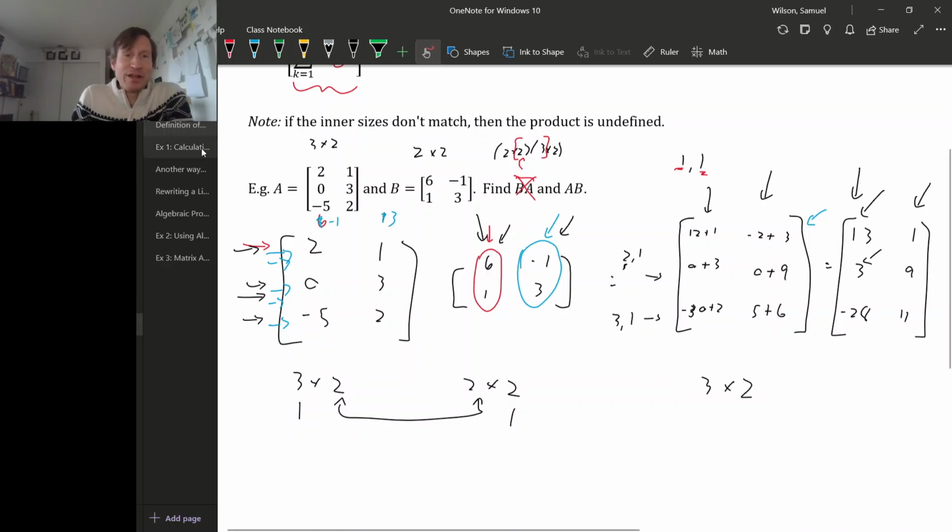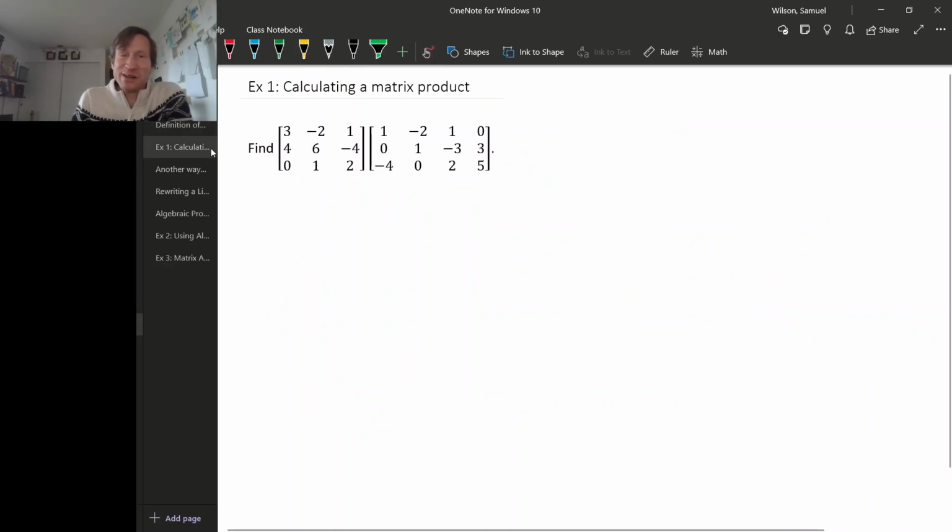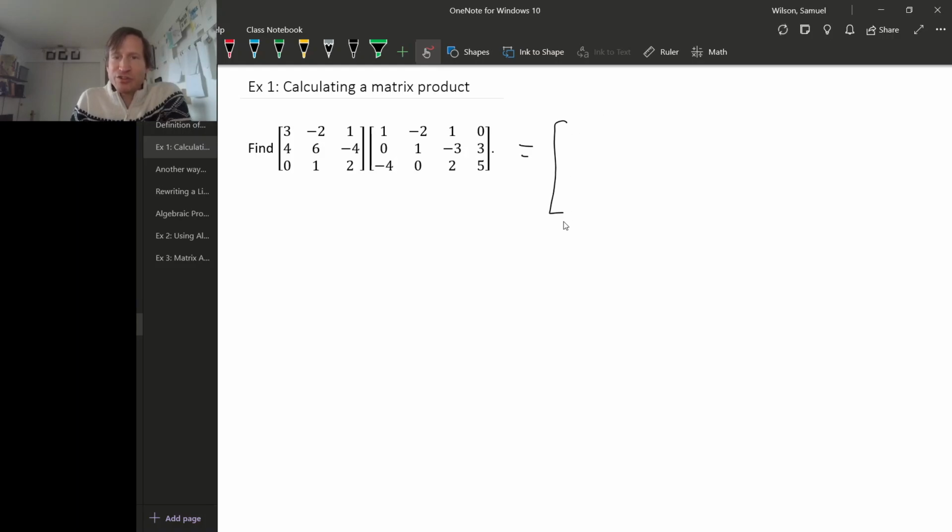Okay, let's look at another example of calculating a matrix product. So for this one, we really need our trick. Doing this using the formula and the definition would be a nightmare of bookkeeping. But using our trick, it's not that bad.